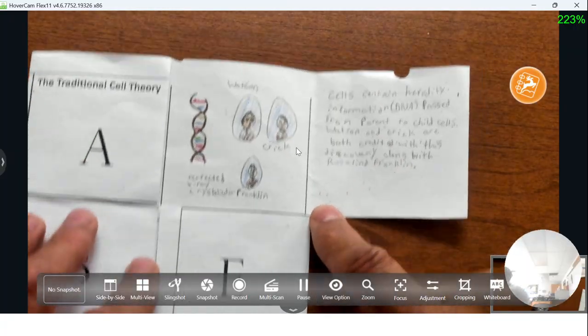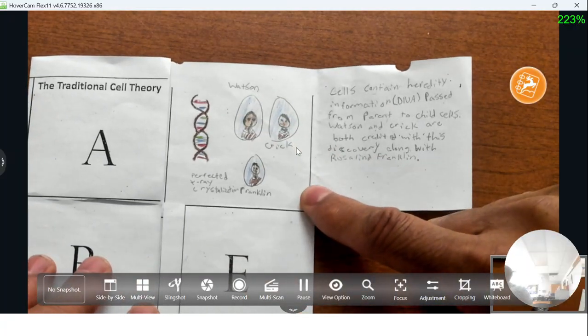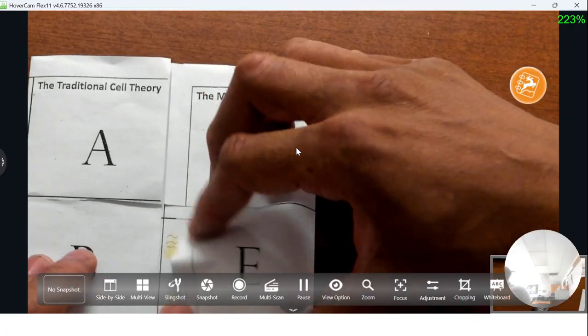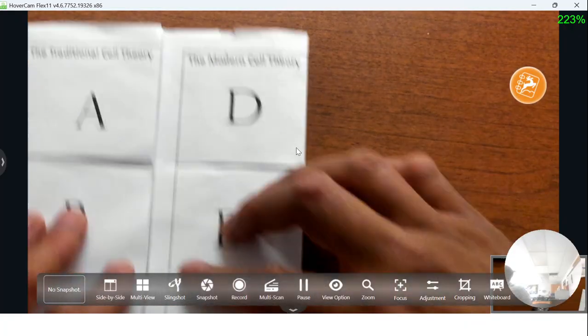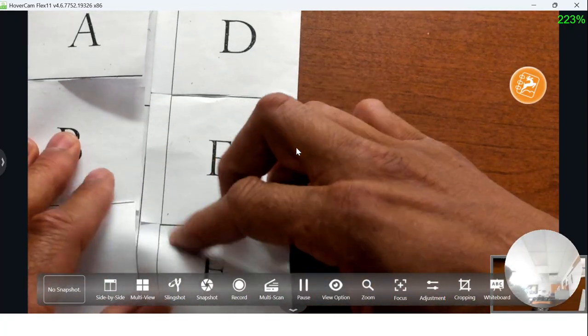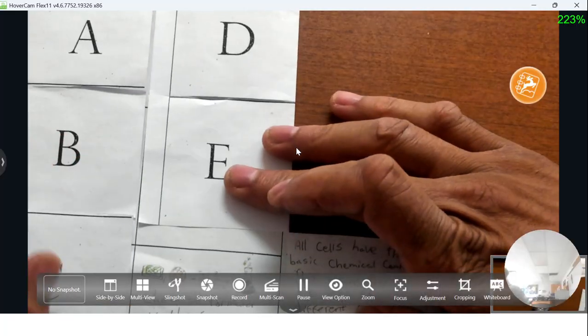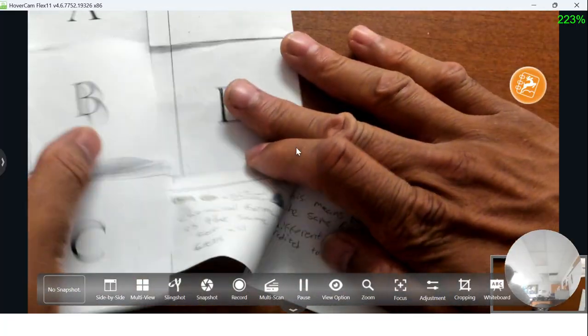All right. This one, Watson, Crick, and Franklin. Got to include Franklin. Energy and chemical composition. Okay.